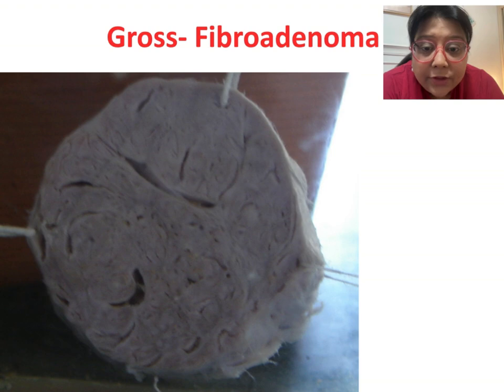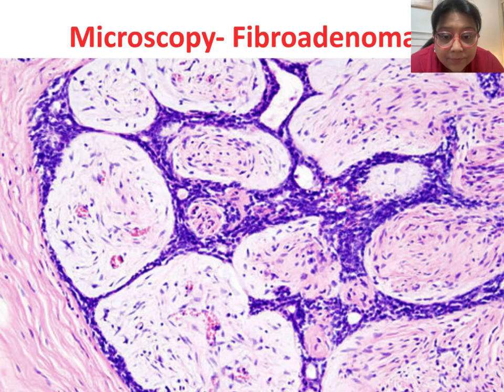This is a gross picture of fibroadenoma. You can appreciate the slit-like spaces on the cut surface. This is a micrograph of fibroadenoma. Here you can see both the epithelial and the stromal components.